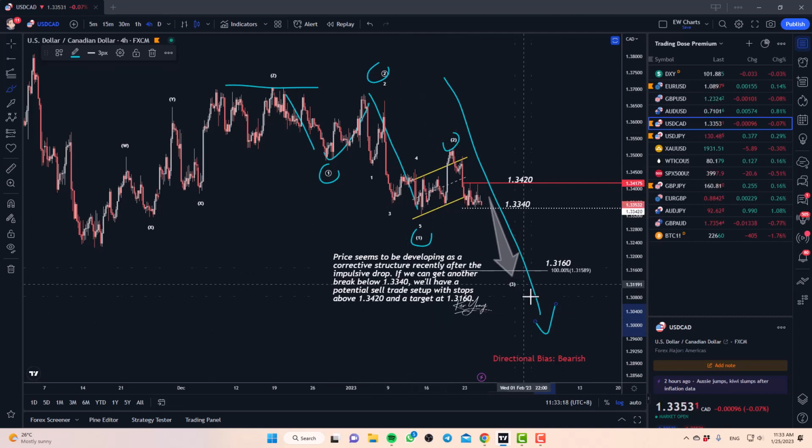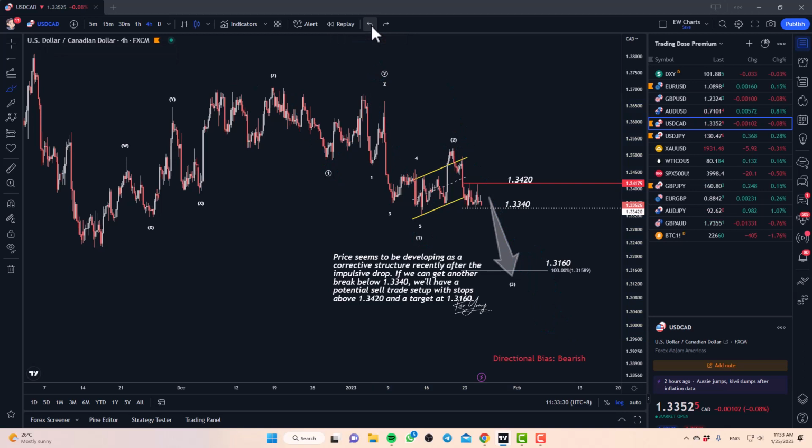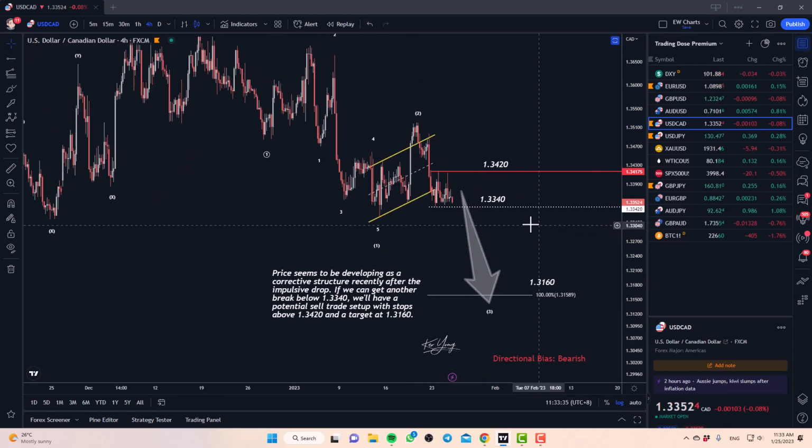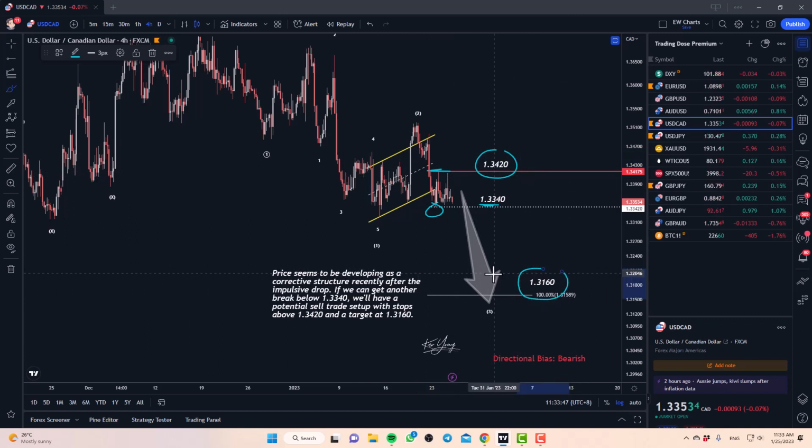And within this third wave, we can also see potentially a 1, 2, 3, 4, 5, a five-wave internal move to complete the bigger degree third wave. So we are essentially looking to sell unless proven otherwise, and one setup that I'm looking at here is a potential breakout below that structure low around 3340, with of course a stop above this high at 3420, and a conservative target around 3160, right?